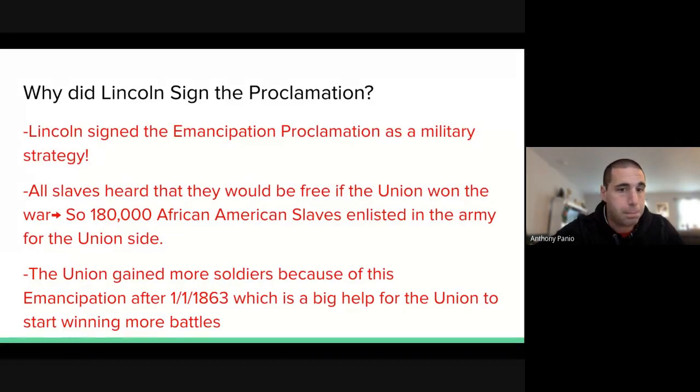All right, many people in America make this mistake. I don't want you guys to make this mistake. This was a military strategy. This did not free one slave in the country. Okay, what freed all slaves in the country would be something else, would be a law, and would obviously be an amendment to the Constitution. But we'll talk about that a little bit later.